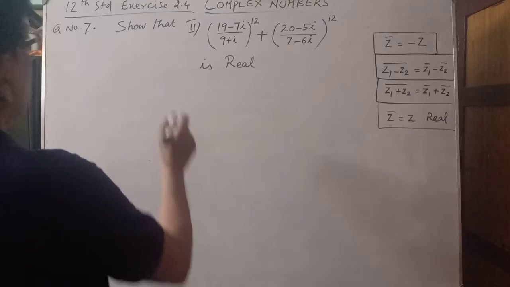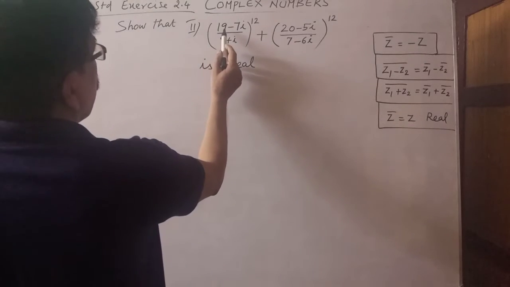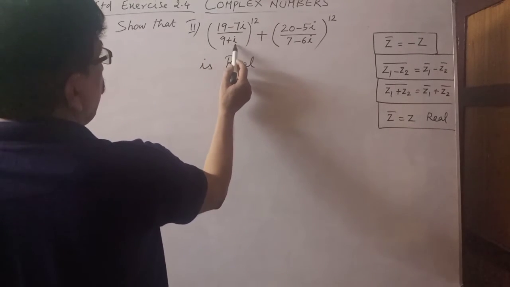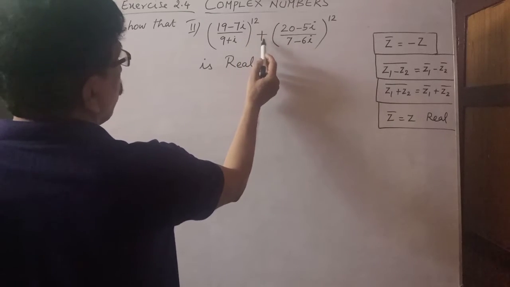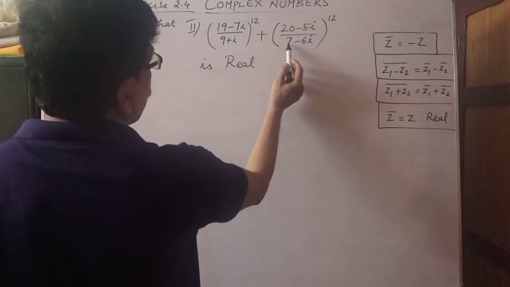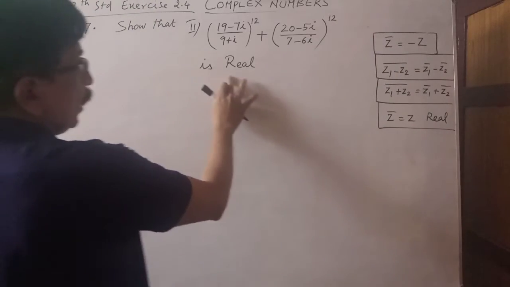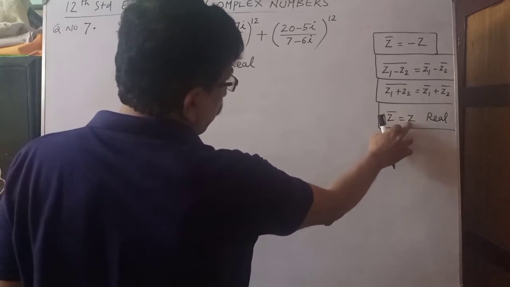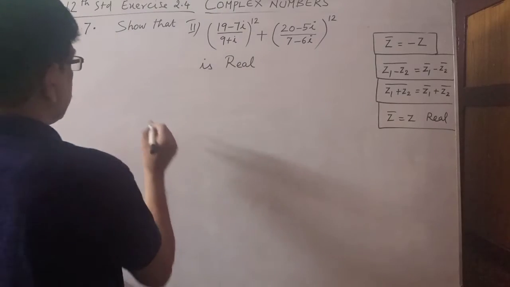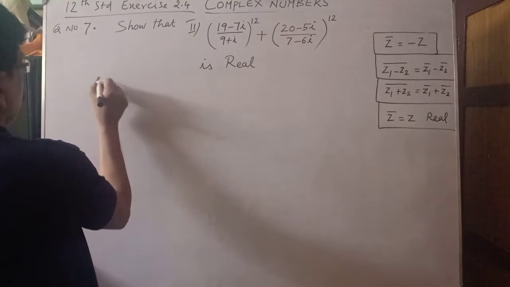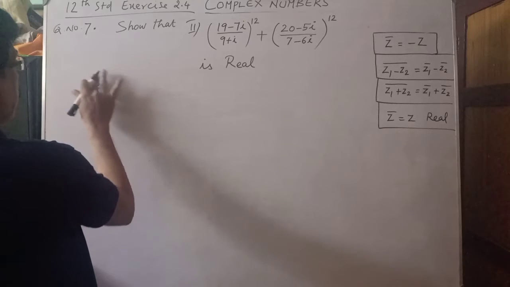Show that (19 − 7i)/(9 + i) whole power 12 plus (20 − 5i)/(7 − 6i) whole power 12 is real. Real means z̄ is equal to z. The given expression is z.